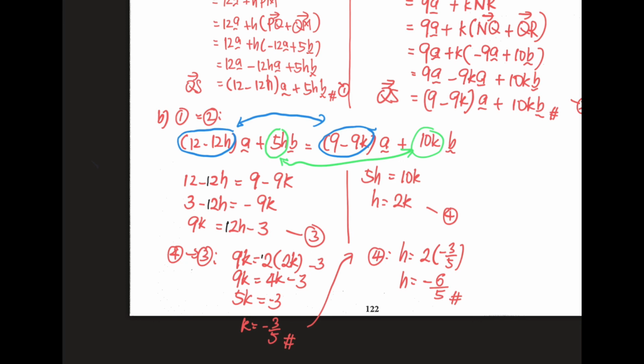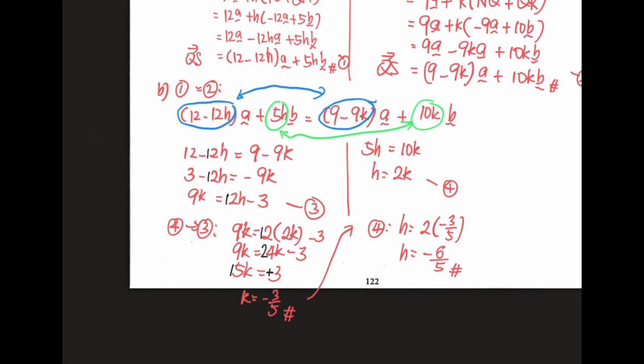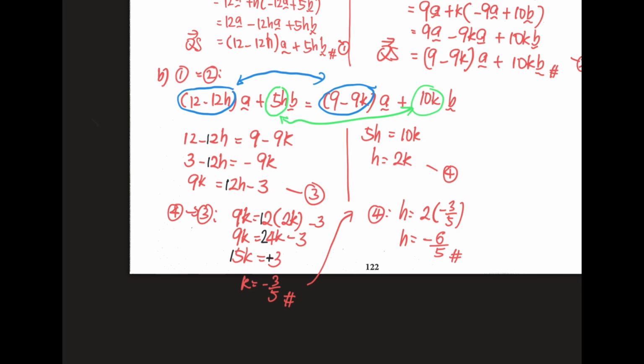Then substitute 4 into 3. So this is 12 again. 12 times 2K should be 24K. 24K minus 9, 15K equal to positive 3. K equal to 3/15. 3/15 is 1/5. So it's a mistake just now.